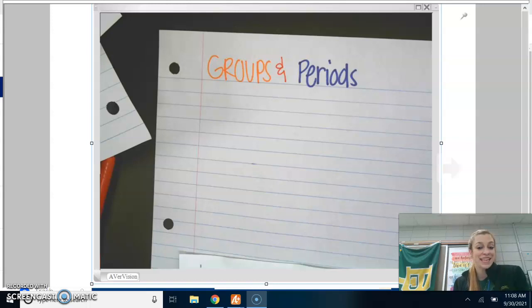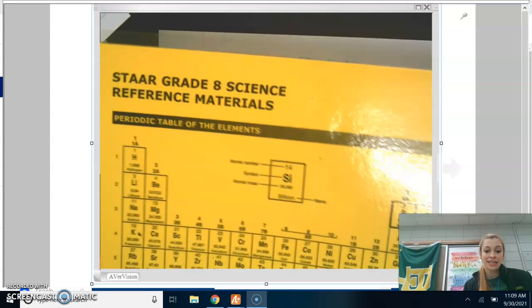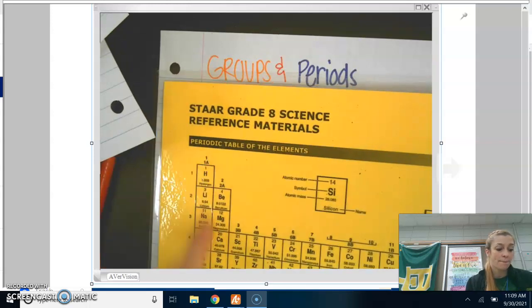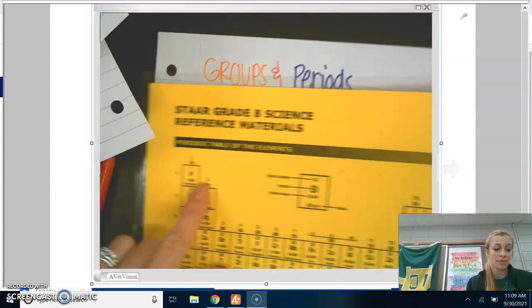Okay, today we're taking notes over groups and periods, which is terminology for the periodic table. So groups and periods tell us how to locate elements on the periodic table. Going up and down on the periodic table is called a group. Every group has a group number on top of it.